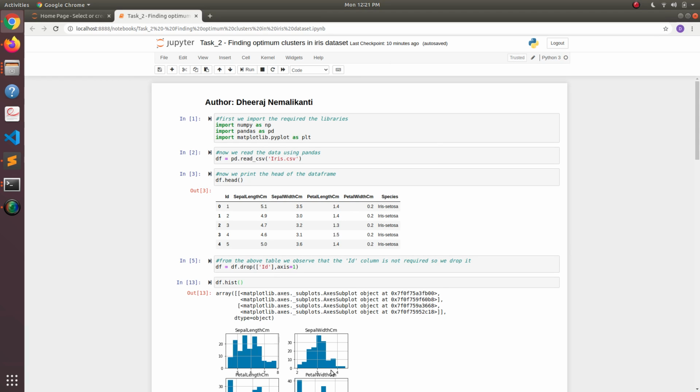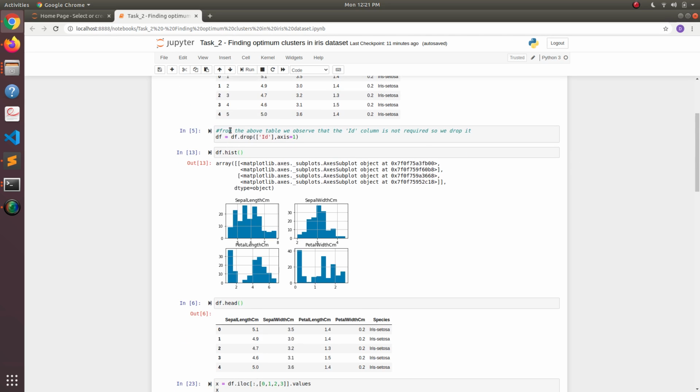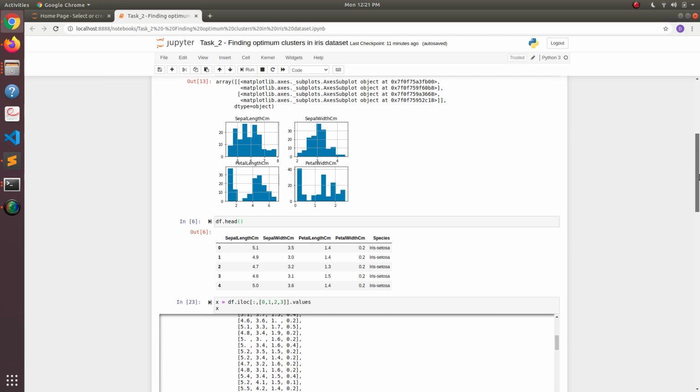So we are given the iris dataset and our task is to predict the optimum number of clusters and represent it visually. First we import the required libraries. Now we read the data using pandas. Now we print the head of the data frame. From the above table we observe that the ID column is not required, so we drop it.